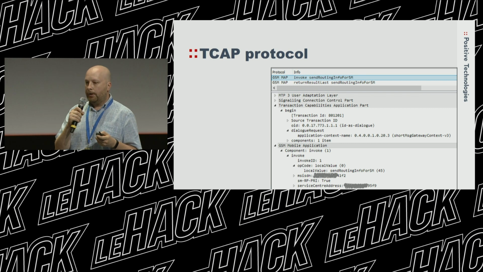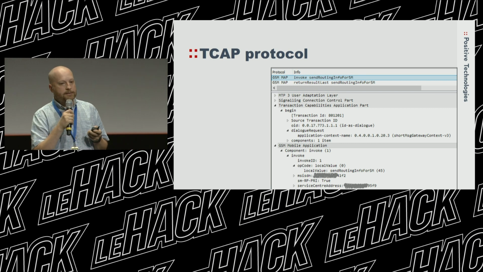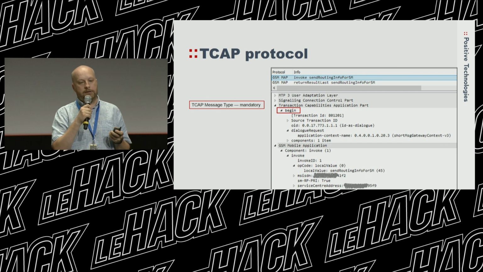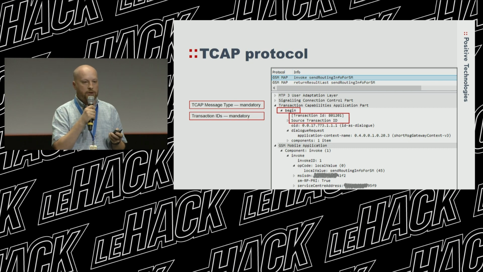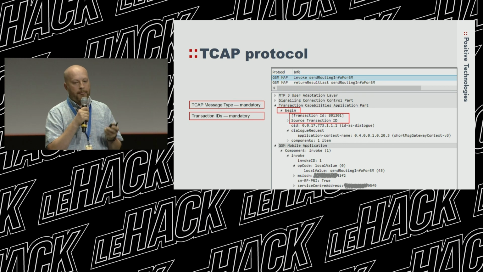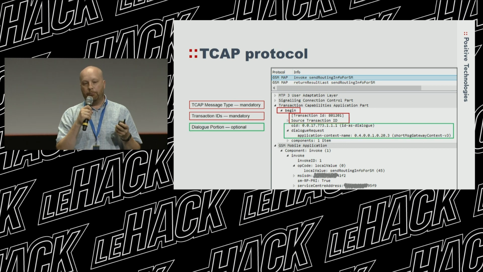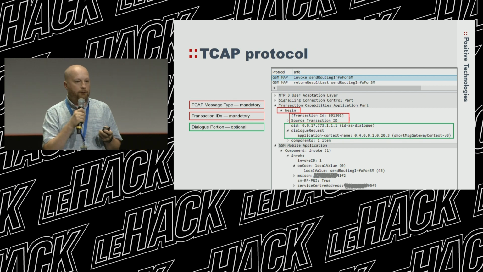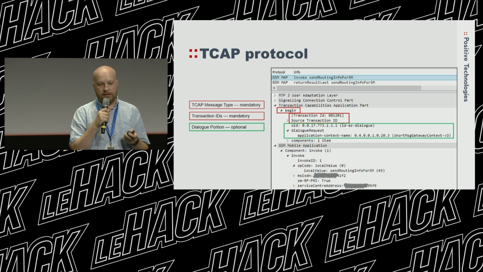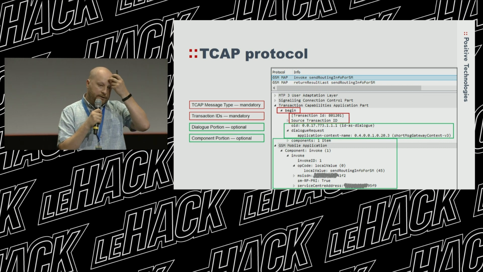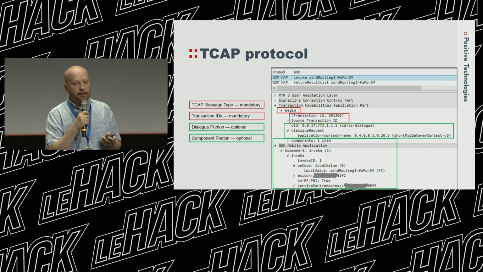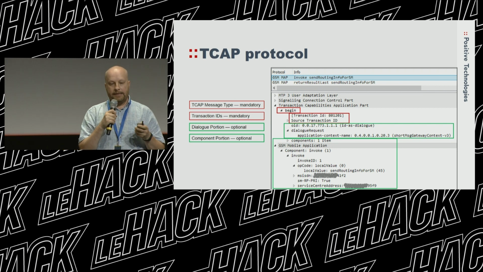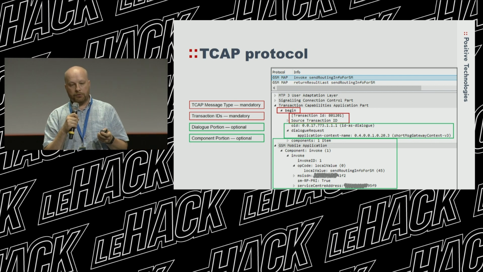Let's look at the TCAP protocol. This protocol consists of several fields. First one is the TCAP message type. This is a mandatory field. The second one is the transaction ID. This is also a mandatory field. The third is not a field, but a block of fields, and this block is optional. It contains one of the parameters, application context name. This application context name defines the operation that is in the next block, the component portion, and this is a MAP operation of the MAP protocol.